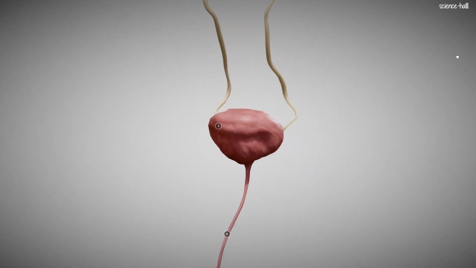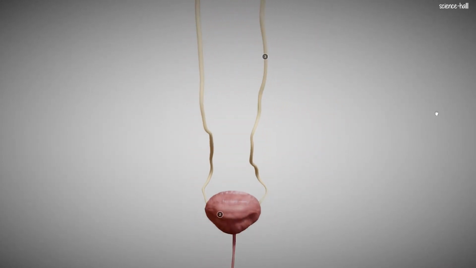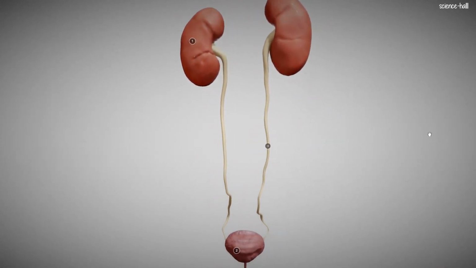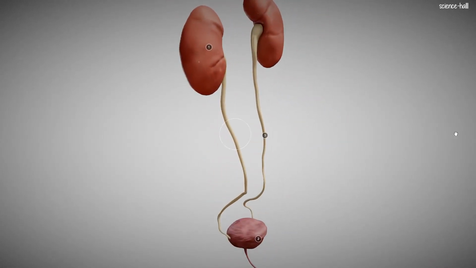For its part, the bladder is a hollow balloon-shaped organ. When it's full, it contracts and urine is expelled from the body through a tube called the urethra.